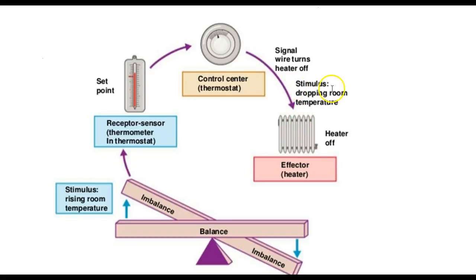So the stimulus is going to be that dropping room temperature, and the response, of course, to that stimulus is going to be that your heater is going to turn on, right? And so you're going to take something where there's an imbalance in a situation, and you're going to restore balance by adjusting the effector. Okay, so as the room temperature rises, we restore that balance, and then that relays information back to our sensor that's going to relate that to our thermostat to, again, just stop increasing the heat, and on and on and on.